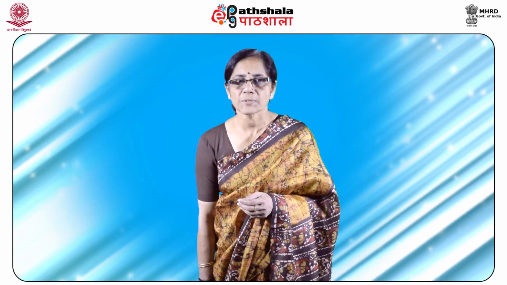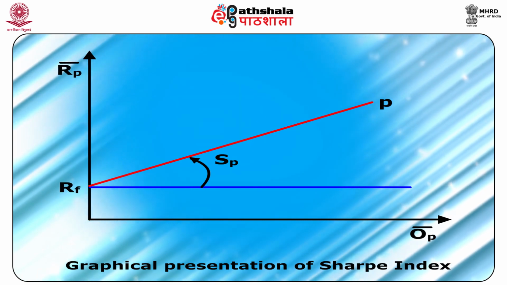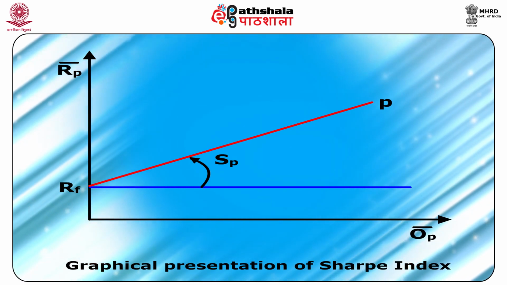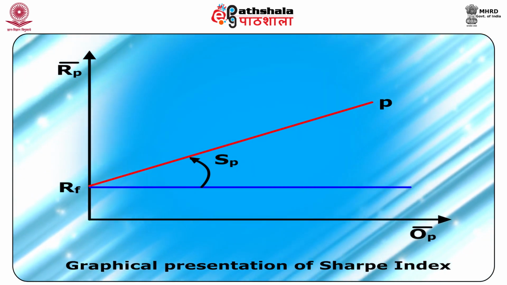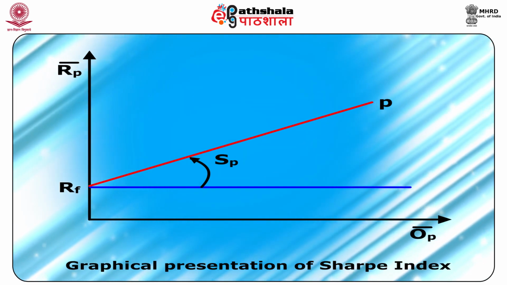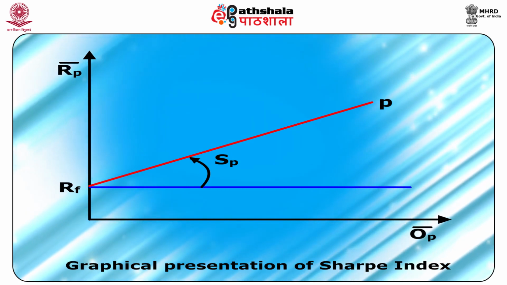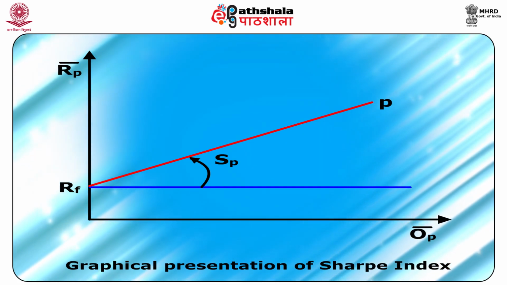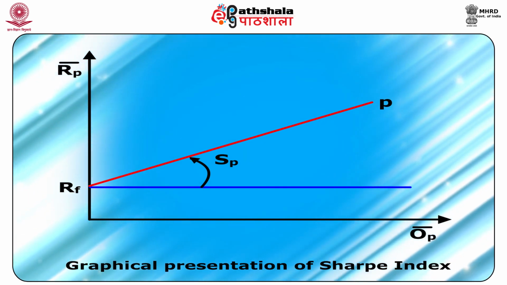The Sharpe's index is presented graphically in the figure shown below. This is figure 1, a graphical demonstration of Sharpe's model. On the x-axis we have taken the standard deviation of P, and on the y-axis we have taken the R of P. We have one horizontal line, and from this horizontal line we have a 45-degree line that shows SP. This is the graphical presentation of Sharpe's index.